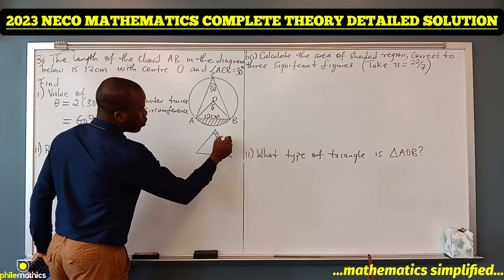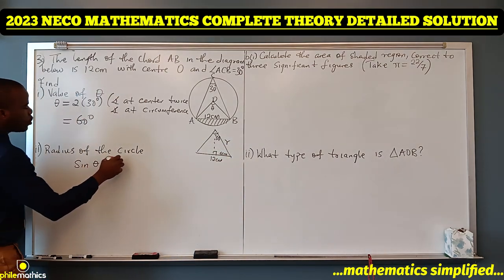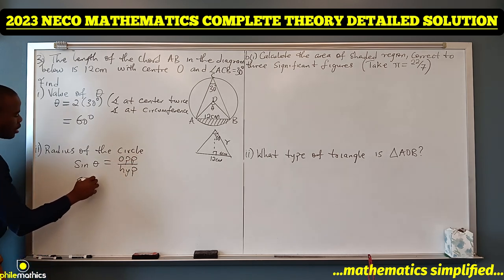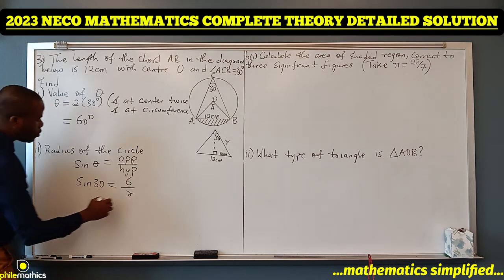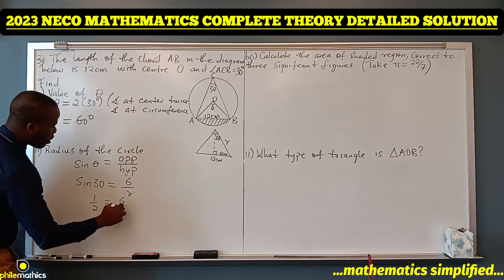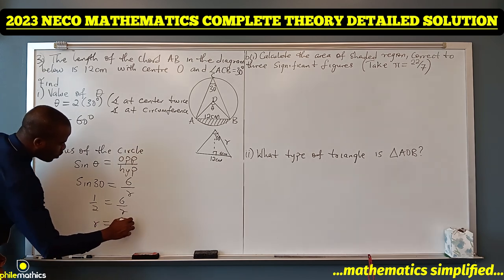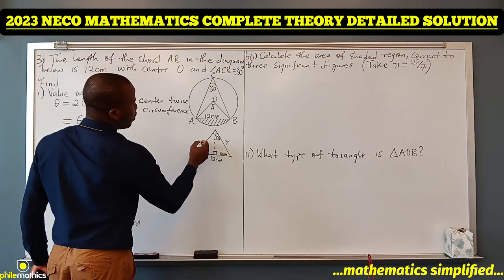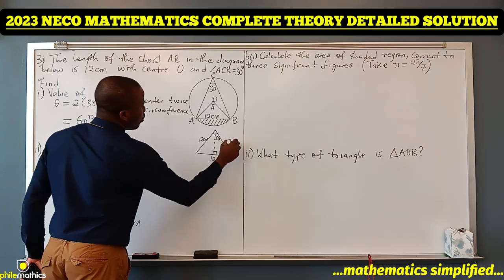So we are using opposite over hypotenuse, which is sine. So sine theta we know is opposite over hypotenuse. Sine 30, opposite is 6, over R. Sine 30 is 1 over 2. So 1 over 2 equals 6 over R. So R is 2 times 6, which is 12 cm. So our radius is 12 cm. And since our radius is 12 cm, here is also 12 cm because these are radii. So here is 12 cm. Radius is 12 cm too.